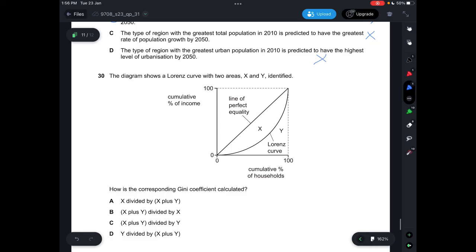Question 30: the diagram shows the Lorenz curve with two areas, x and y, identified. How is the corresponding Gini coefficient calculated? You take the area between the line of perfect equality and the Lorenz curve, and divide it by the total area, which is half of this entire triangle. So it has to be x divided by x plus y to get your Gini coefficient, because that's the area divided by the total area. The Gini coefficient will always only be from 0 to 1. So the answer here has to be A.